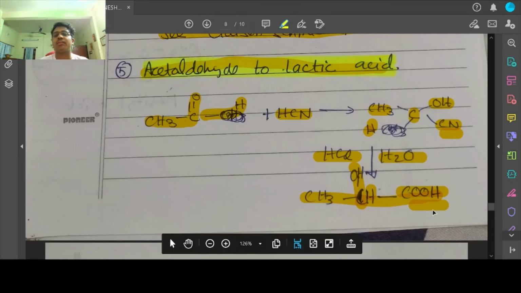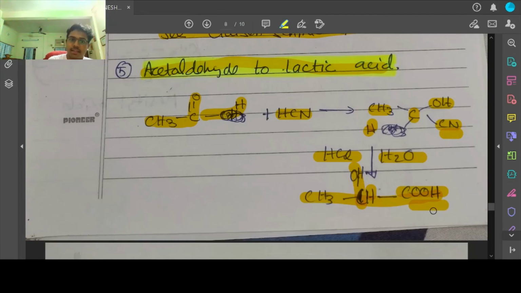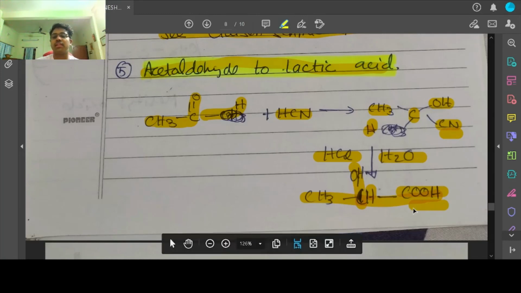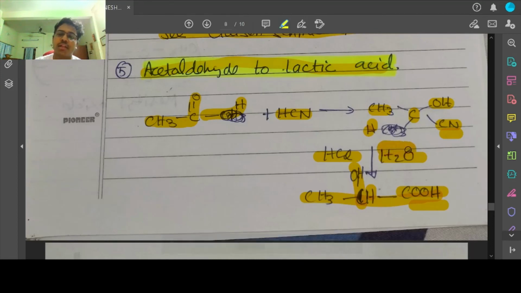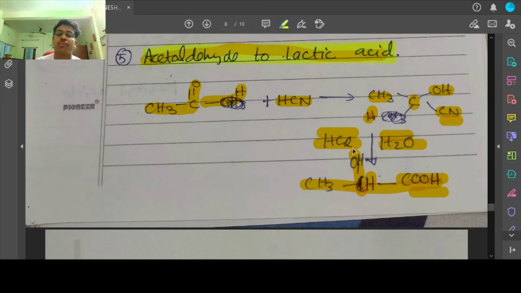So acetaldehyde reacts with HCN, forming a compound by bond breaking, as I have discussed earlier. That compound on treatment with H2O and HCl, hydrochloric acid and water, the cyanide group is converted to a C double bond OH group, and all the other groups remain intact. You can see this CH3 group remains intact, this hydrogen remains intact, this OH group remains intact, only the cyano group, CN group, is converted to C double bond OH. So this is the role of HCl and H2O. It converts the cyano group to a C double bond OH group.